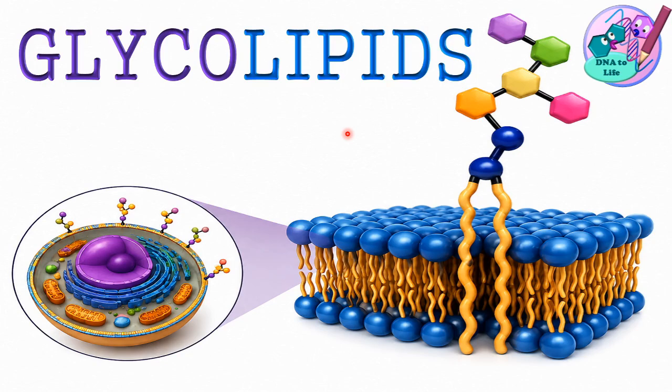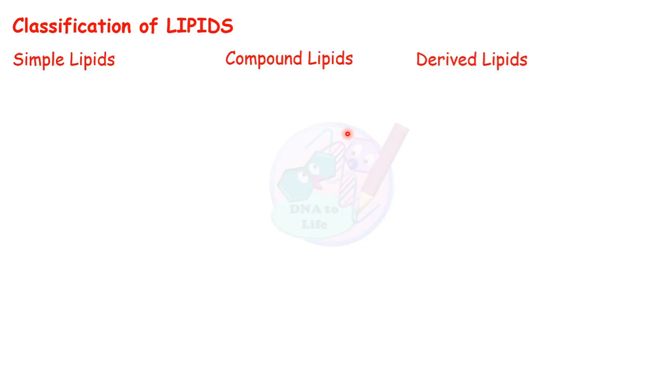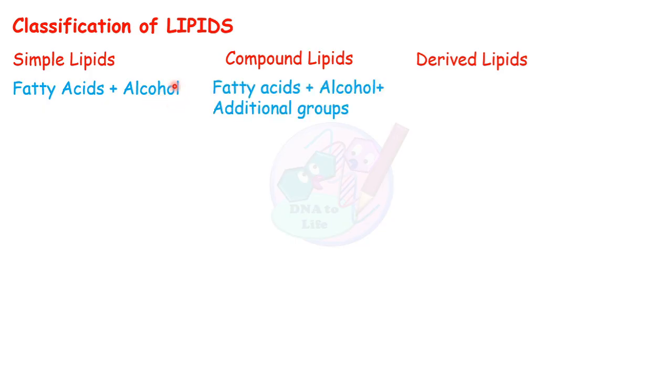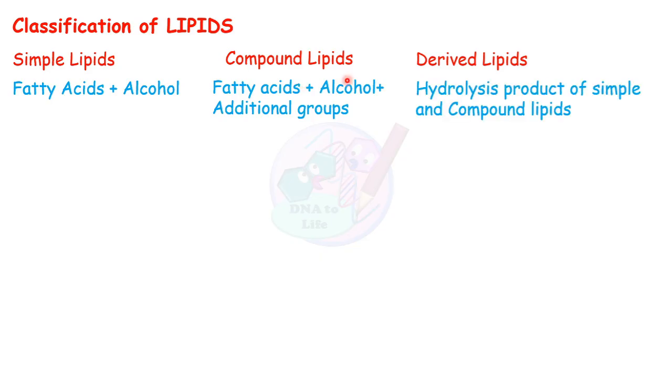Hello everyone, today we will talk about the glycolipids. Before moving ahead, let's first recall the classification of lipids. Lipids are classified as simple lipids, compound lipids and derived lipids. Simple lipids contain fatty acid and alcohol. Compound lipids contain fatty acid, alcohol and an additional group. And derived lipids are hydrolysis products of simple and compound lipids.